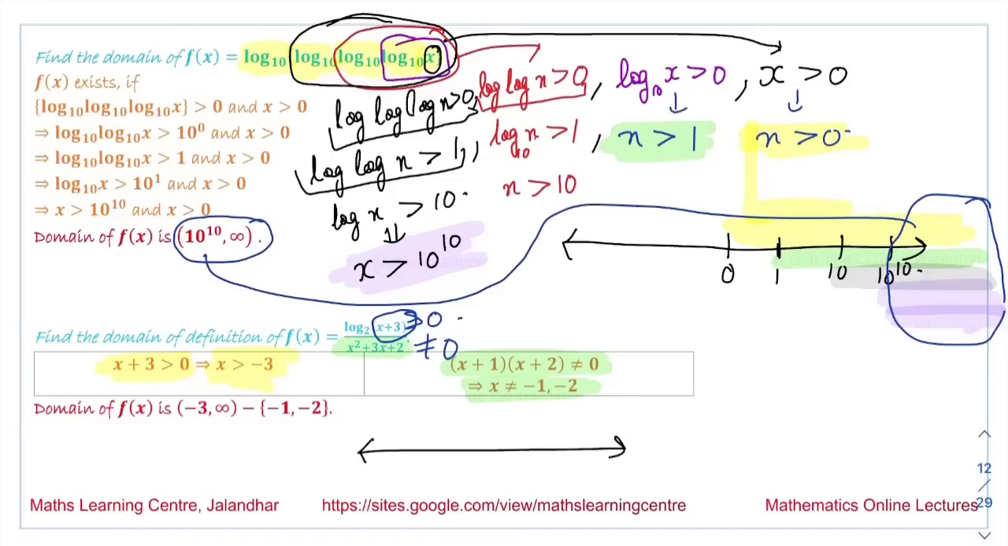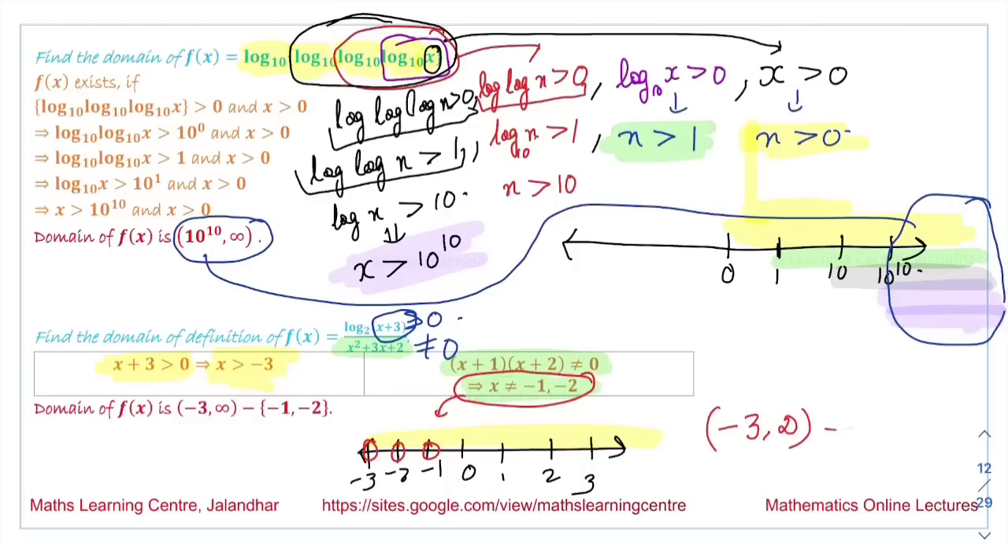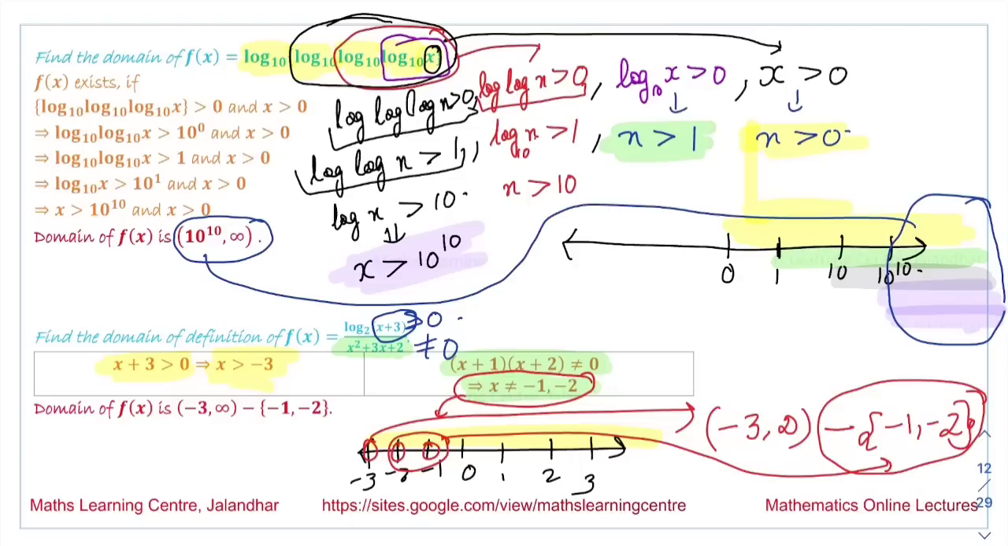Again, draw the number line over here. It is 0, minus 1, minus 2, minus 3, 1, 2 and 3. We are saying x is greater than minus 3. Minus 3 is not included. Further, minus 1 and minus 2 are to be excluded. So the answer we obtain is minus 3 to infinity minus the elements minus 1 and minus 2. Minus 3 is already removed, and these 2 points are removed in this way over here. So the domain of this function f(x) is equal to minus 3 to infinity minus the points minus 1 and minus 2.